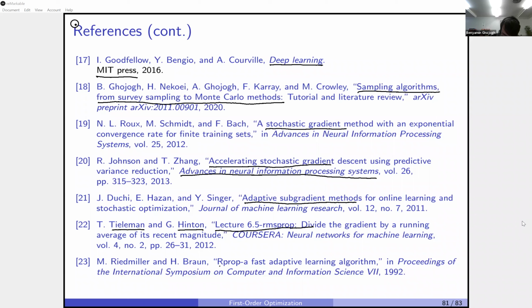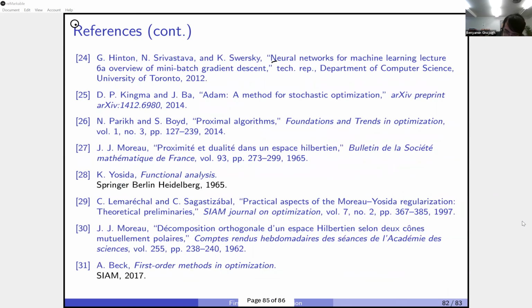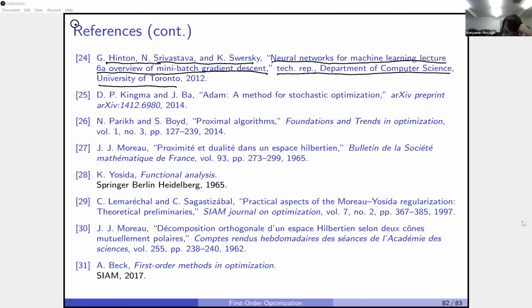This is the Rprop paper. RMSprop was based on the Rprop paper. This is the slide deck for that famous algorithm, RMSprop, which inspired the Adam algorithm, and it wasn't published. So it was just a slide deck at the Department of Computer Science at the University of Toronto, but it was a very famous, important slide deck by Hinton et al. And this is the paper of Adam, a very important paper.